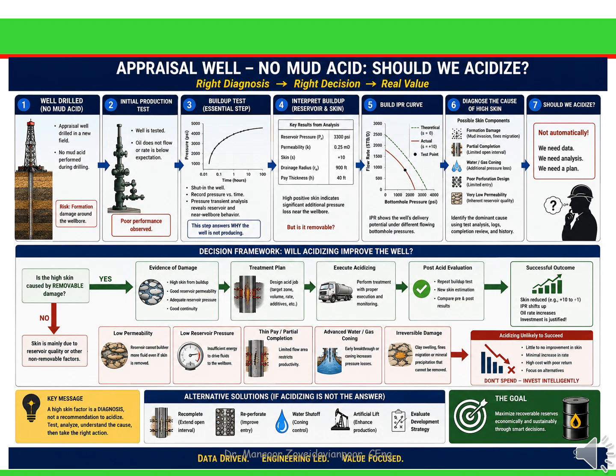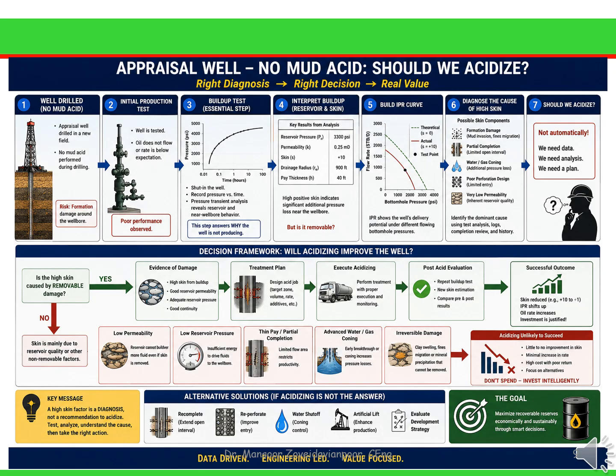If the positive skin is caused by mud invasion or formation damage, acidizing may reduce the skin from +10 to +2, significantly increasing production. But suppose the buildup test also indicates extremely low permeability, a thin productive interval, or evidence of boundary effects. In that case, the poor performance is controlled by the reservoir itself, not by removable damage. Even after acidizing, production may improve very little because the real limitation remains. This is why well testing is the foundation of every stimulation decision. The buildup test doesn't simply calculate skin. It tells us whether the reservoir can respond to stimulation.